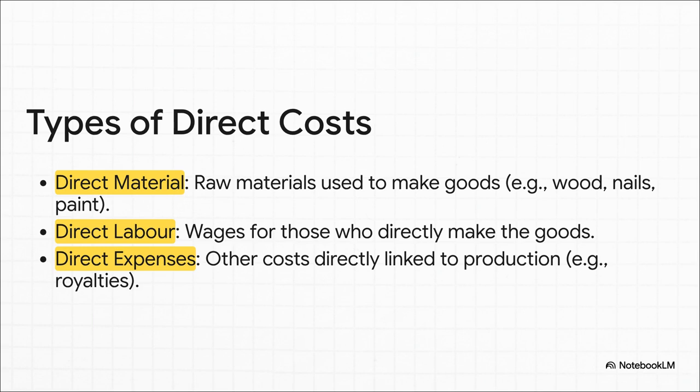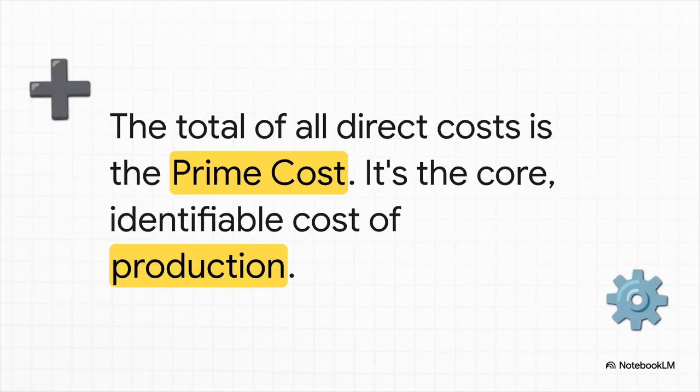And these direct costs, they break down into three main categories. First, you've got your direct material. This is the physical stuff, the wood, the nails, the paint for our comfy chair. Then there's direct labor. That's the paycheck for the person who is physically putting that chair together. And finally, you have direct expenses, which can be something like a royalty you pay to the designer for every single chair you make. And here's a key term for you. When you add up all of those direct costs, the materials, the labor, the expenses, you get your first really important subtotal. It's called the prime cost. Think of it as the core, rock-solid, undeniable cost of making the product itself.